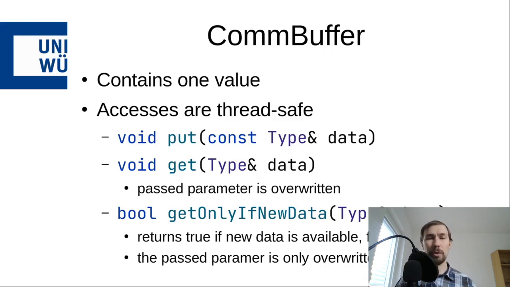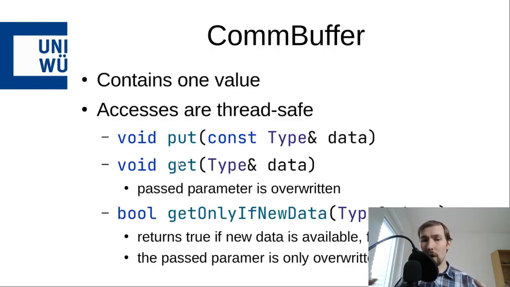The interface of the COM buffer is similar. We have a put method and a get method, which allow you to put data into the COM buffer or read data from the COM buffer. That means if you read data, the latest put data is returned. So this parameter variable is overridden. You won't get a return value, so those methods are void. You can always put data and retrieve data from it.